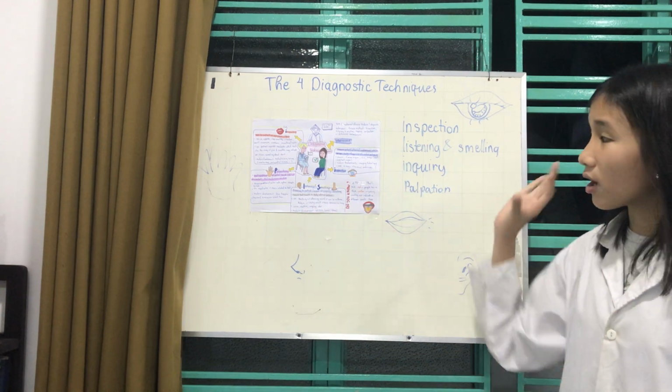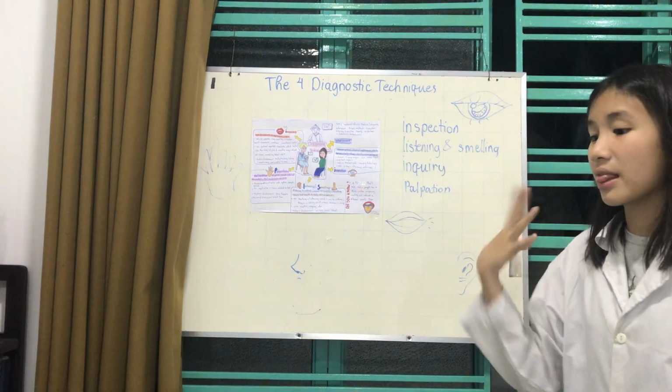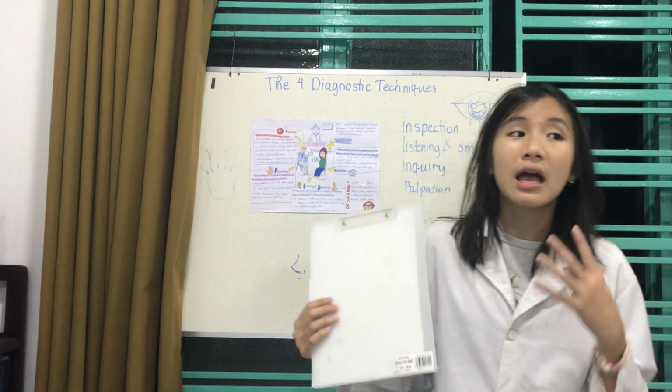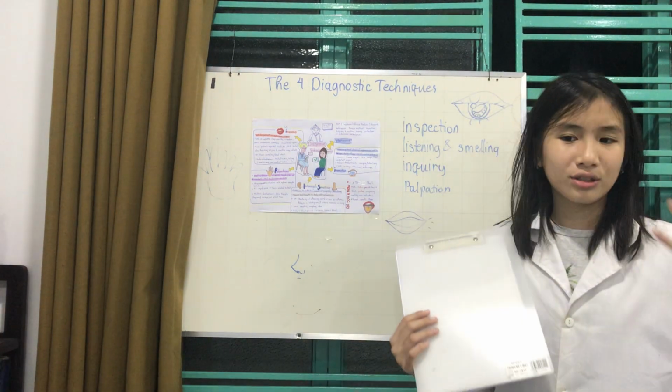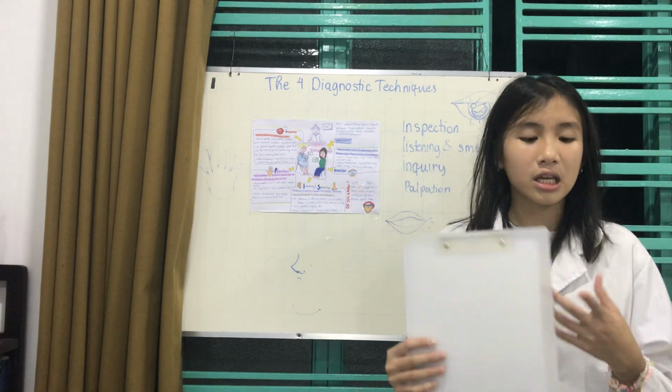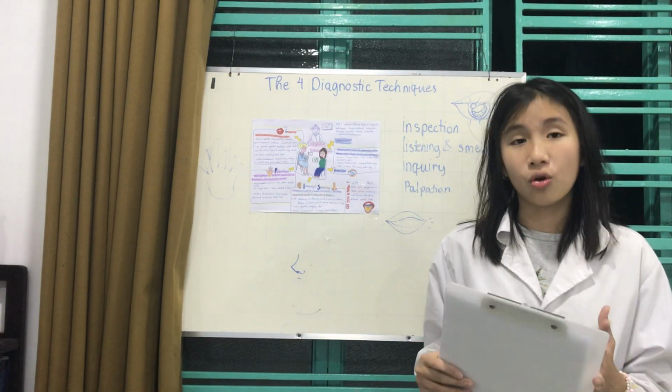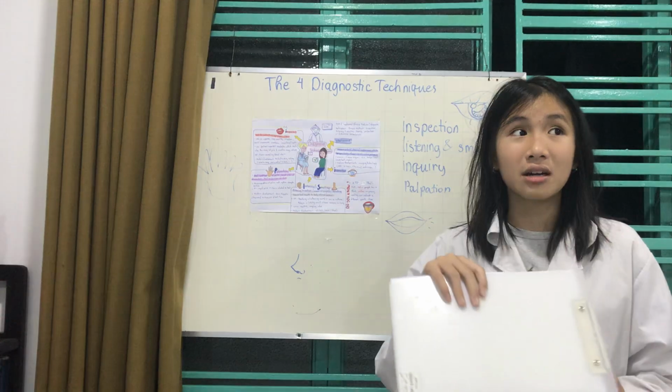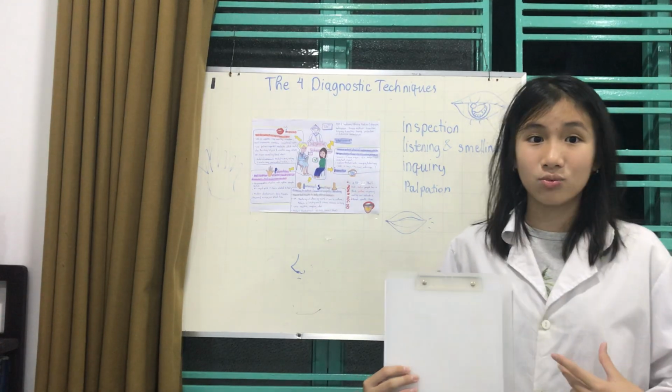Modern developments for listening and smelling can include lab tests, for example, urine, blood tests, etc., to see what is wrong with the body, the urine, and also the blood, to see what's wrong with our circulatory system and our kidneys as well.